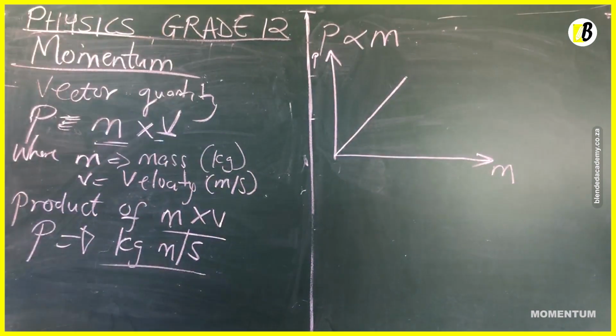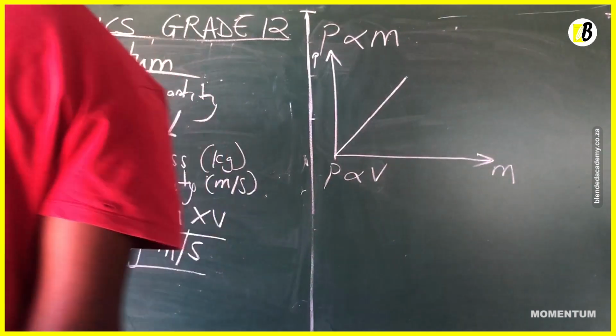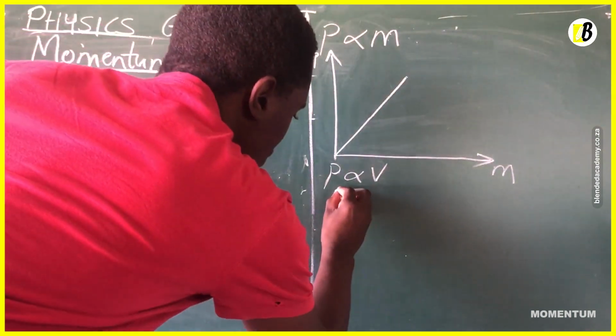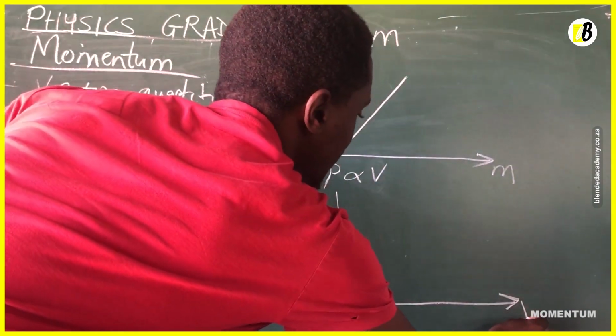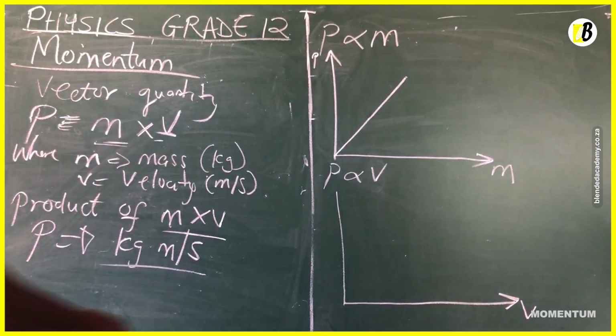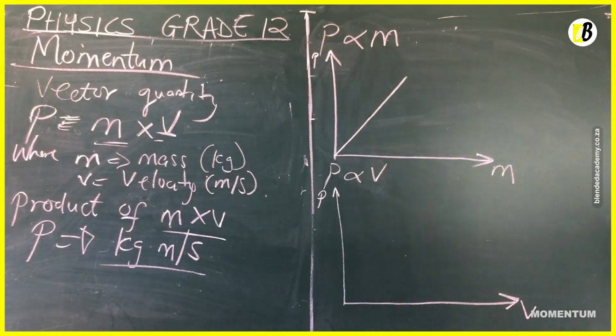From the same equation, you can see that momentum is directly proportional to your velocity. This means that as your velocity increases, the momentum of the object is also going to increase. So we're going to have a graphical representation where you have velocity on the x-axis and momentum on the y-axis.